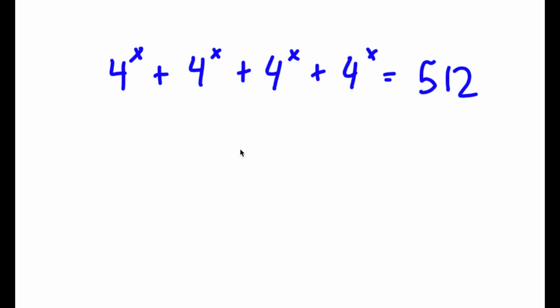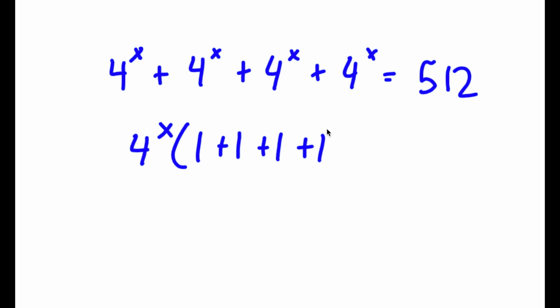Alright, so in this problem, I have 4 to the power of x plus 4 to the power of x plus 4 to the power of x plus 4 to the power of x is equal to 512. So to solve this problem, I'm going to first start by factoring out 4 to the power of x. So now I have 4 to the power of x times (1 plus 1 plus 1 plus 1) is equal to 512.